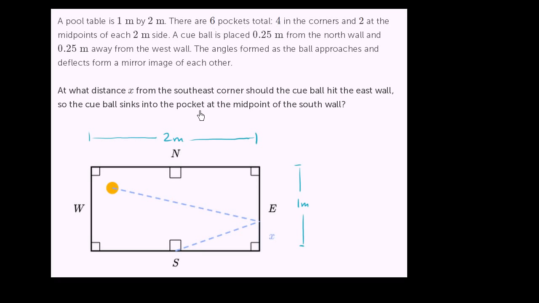There are 6 pockets total. 1, 2, 3, 4, 5, 6. 4 in the corners and 2 at the midpoints of each of the 2-meter sides.